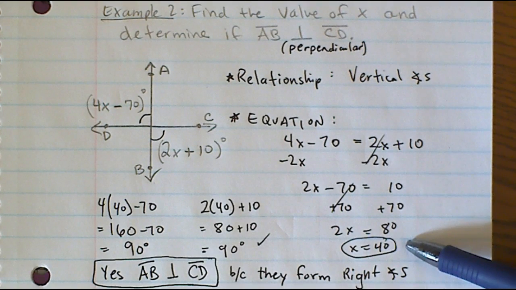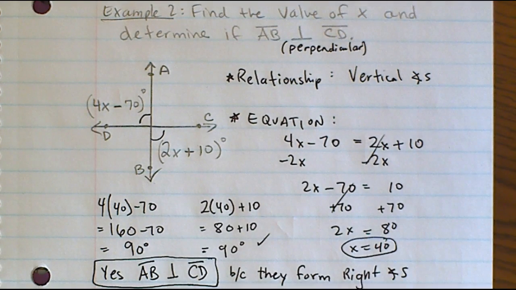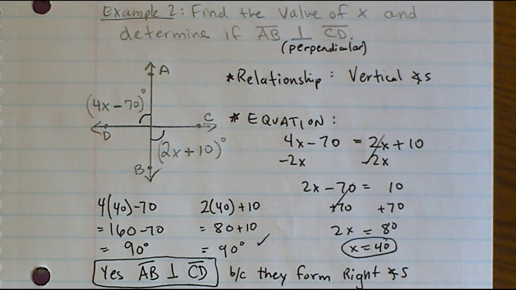So here I got my value for x is equal to 40, and then when I plug it back in, I do in fact get 90 degrees for both of those angles, which means that these lines must be perpendicular because they form right angles.